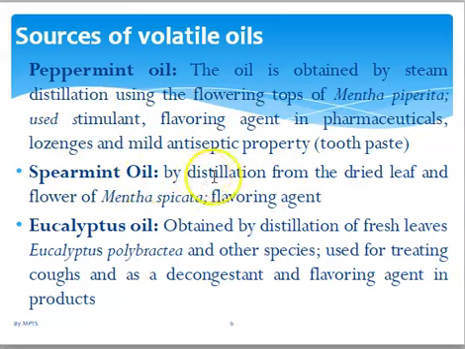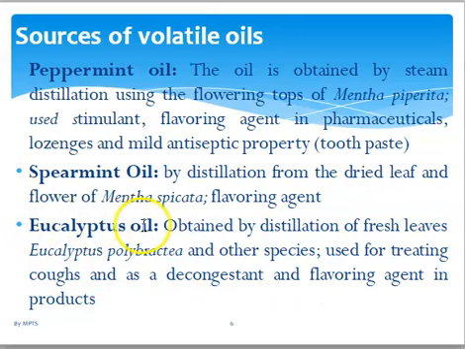Spearmint oil, of course, is from the dried leaves of Mentha spicata. It is a flavoring agent. Eucalyptus oil is very important in the management of cough, because it is a decongestant and also a flavoring agent. I hope you have it in your laboratories. The oil is from Eucalyptus polybractea and other species.